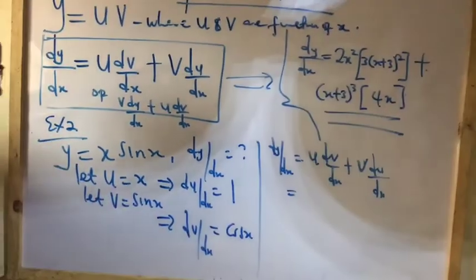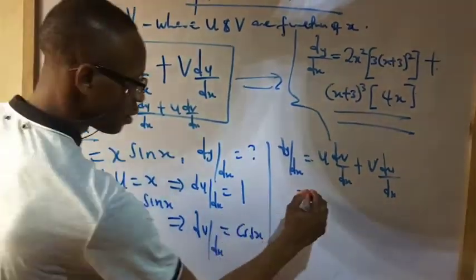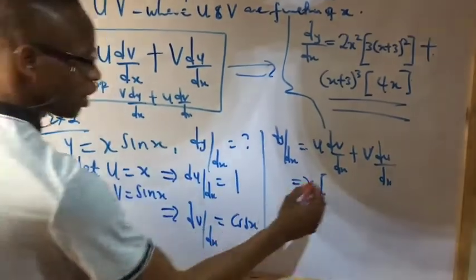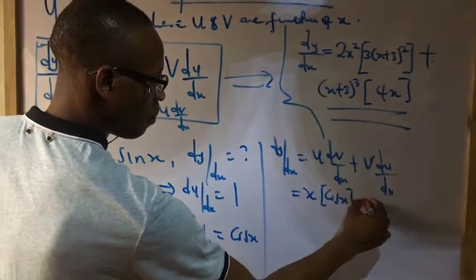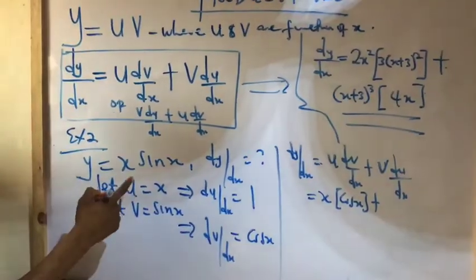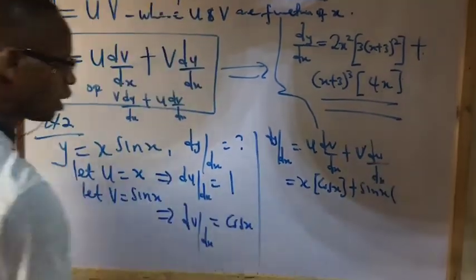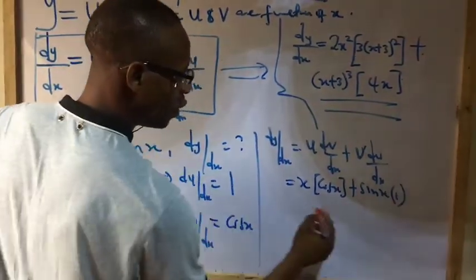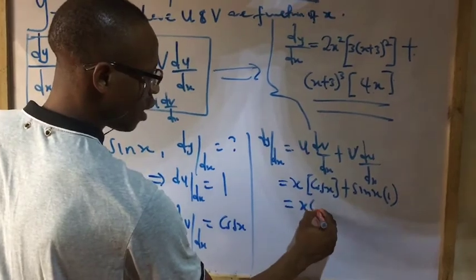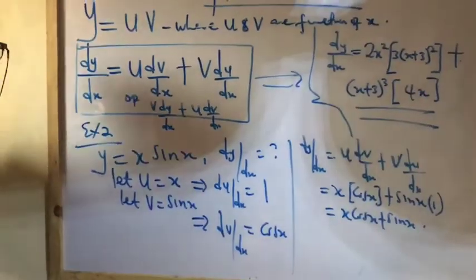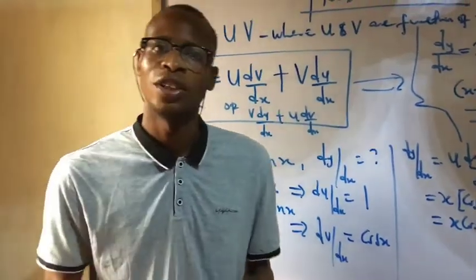Now my u is simply x, dv/dx is simply cos x, plus then v is simply sin x, then du/dx is simply 1. So if you open this bracket, you have x cos x plus sin x. Okay, this is what I have for you for today.